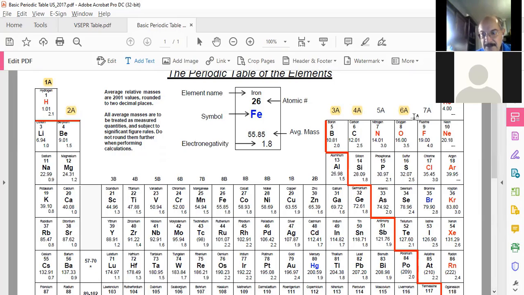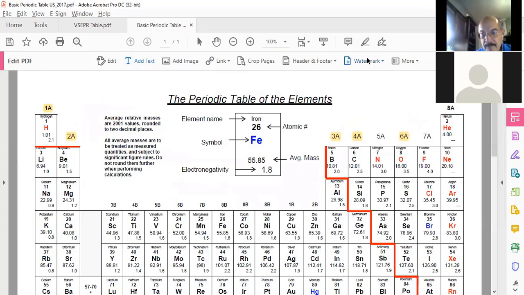Here is oxygen at 3.5. Here is fluorine at 4. And they're both going against carbon, which is 2.5 electronegativity. So that means that both the oxygen-carbon and the fluorine-carbon bonds have an electronegativity difference that is greater than 0.4, which is our arbitrary threshold. And that means that all those bonds are polar.